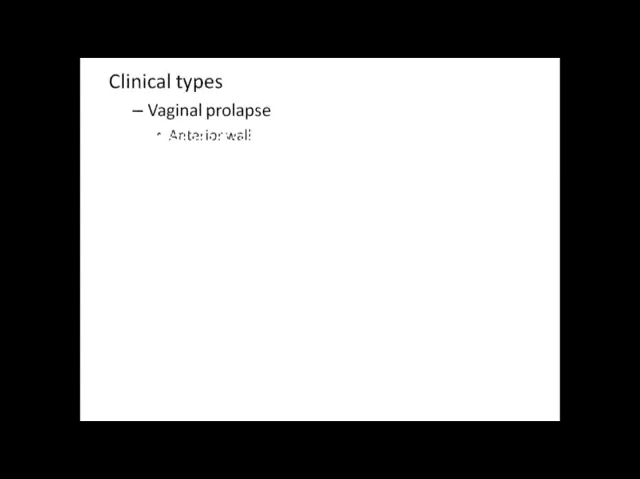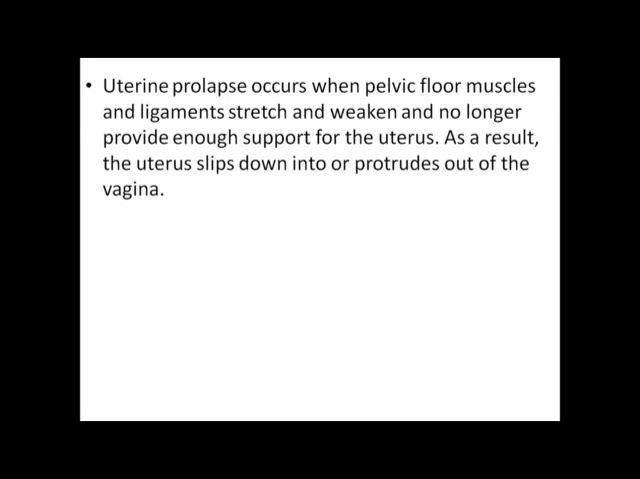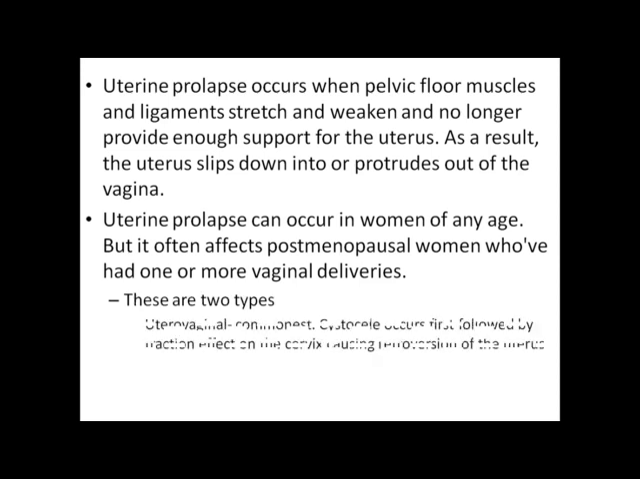Clinical types include vaginal prolapse, that is anterior wall, that is cystocele or urethrocele. Posterior wall, it may be relaxed perineum, rectocele. Apical wall prolapse may be enterocele, secondary wall prolapse, and uterine prolapse, like uterovaginal, congenital. Uterine prolapse occurs when pelvic floor muscles and ligaments stretch and weaken, no longer providing enough support for the uterus. As a result, the uterus slips down into or protrudes out of the vagina. The uterine prolapse can occur in women of any age, but it often affects postmenopausal women who have had one or more vaginal deliveries. These are the two types.